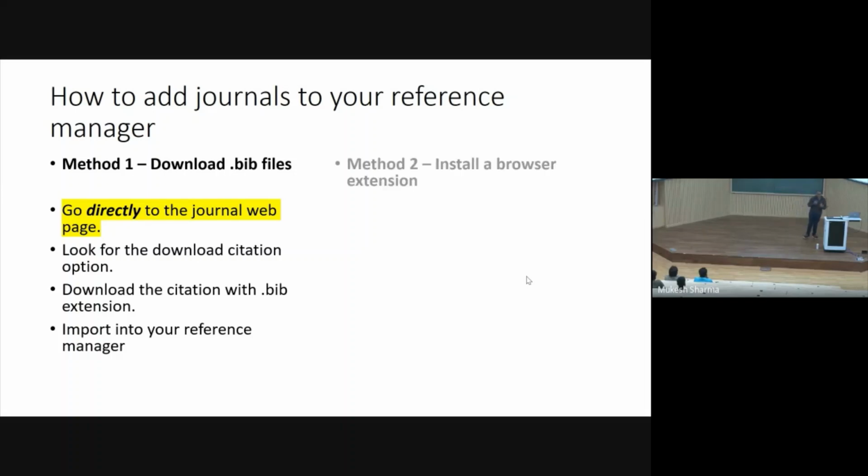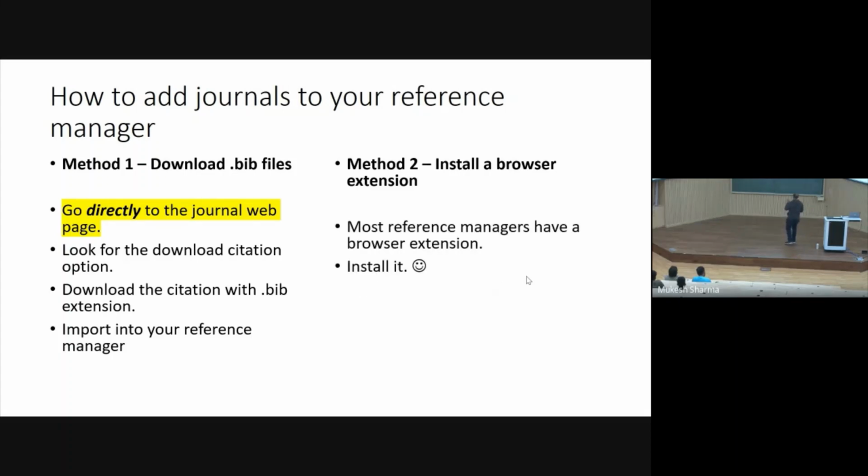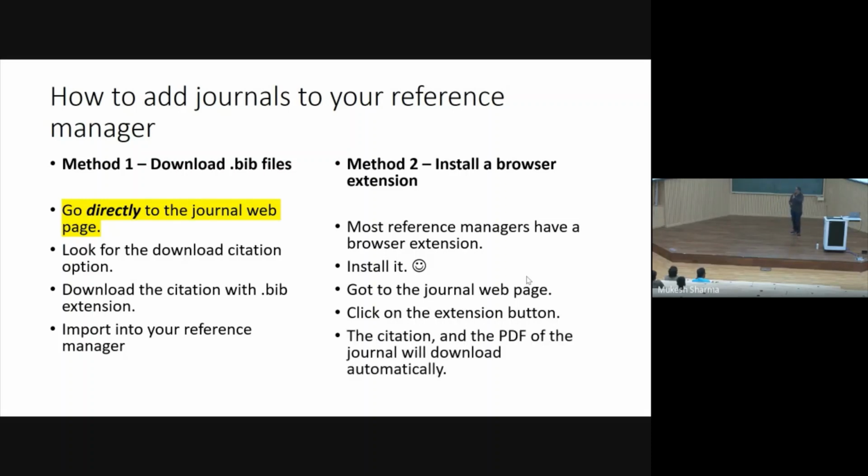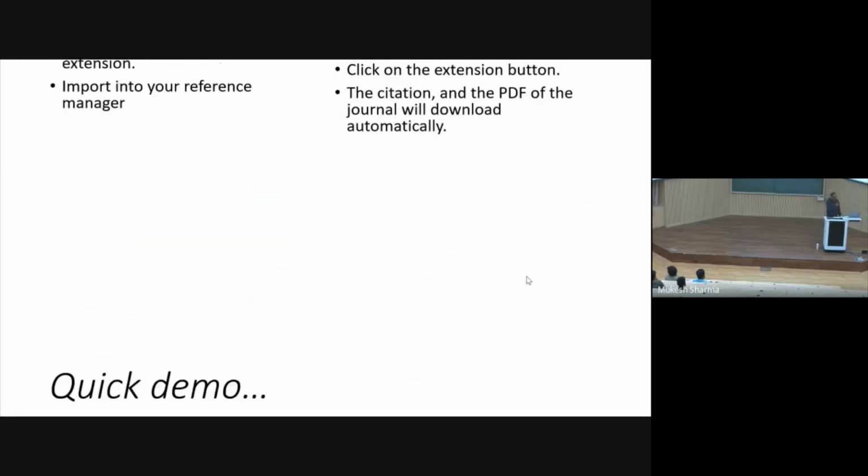But there is a simpler way of doing it. The simpler way is to install a browser extension. Zotero has a browser extension, Mendeley has a browser extension. You basically install the browser extension, go to the journal web page, and click on the extension button, and then the citation and the PDF, if you have a subscription to the journal, will automatically get downloaded into your reference manager as well. That's a very useful feature. Let me quickly show you how we can do that.